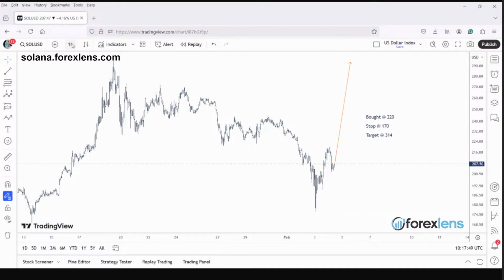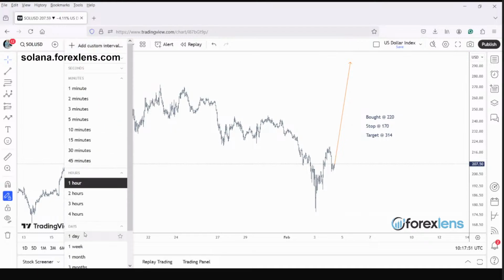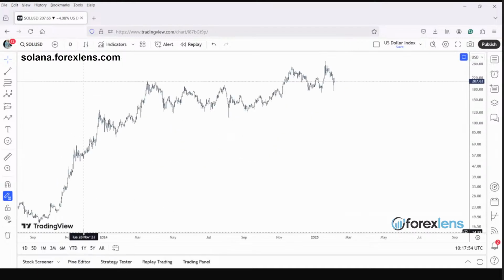If you look at the daily chart, I was a bit skeptical earlier, but the charts for Solana and Bitcoin are looking quite similar, unless and until prices choose to break below 167 or 169, the previous swing low.